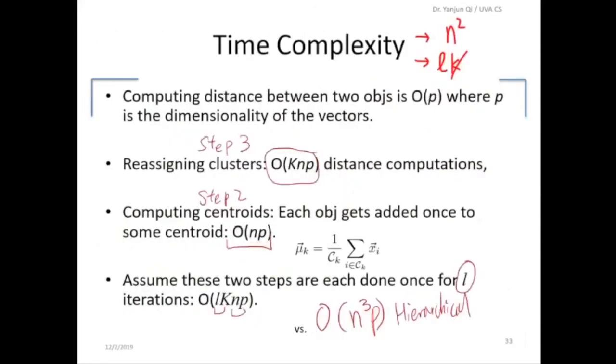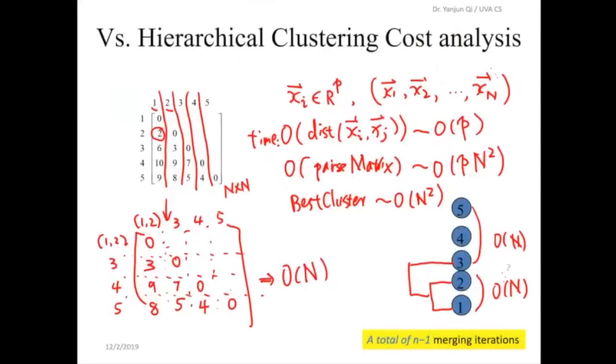In K-means, what do you even need to do? You only need to calculate every point to the center, and there's only K centers. But in hierarchical clustering, you have to calculate every point to all the other points. And this is already much more computationally costly.